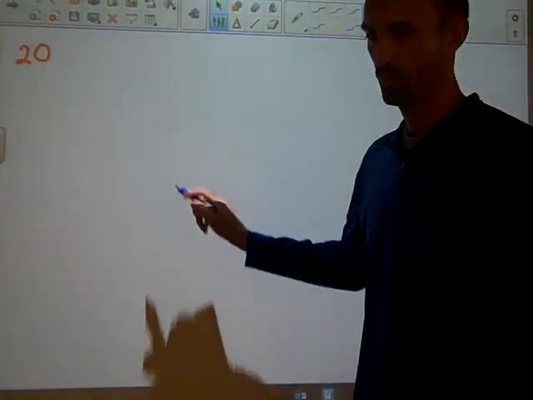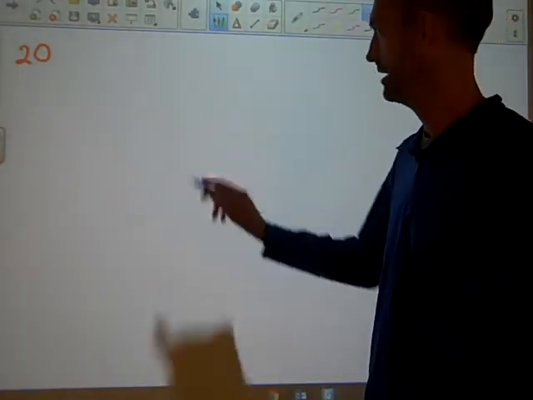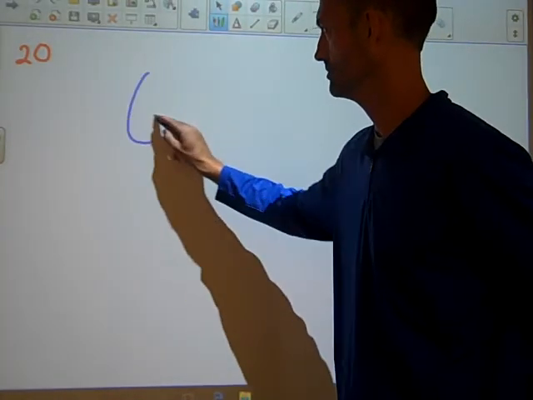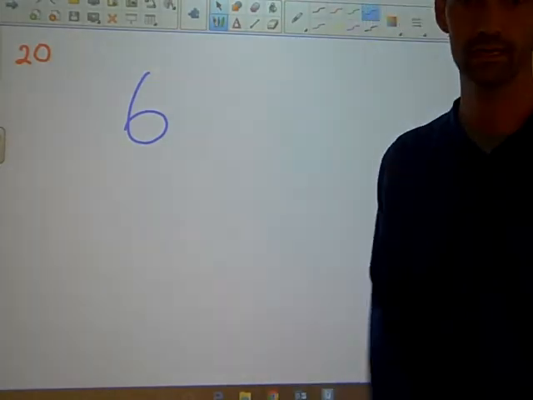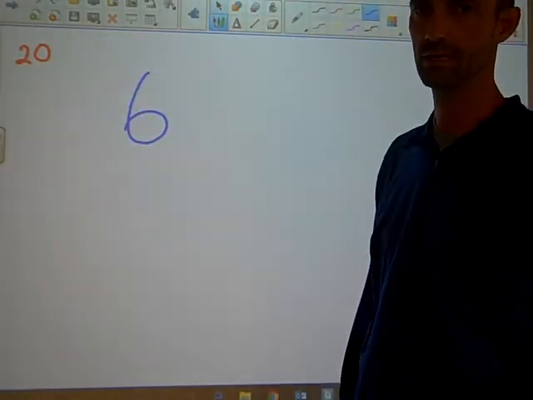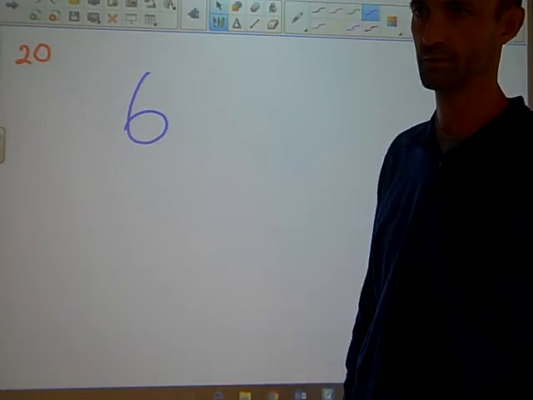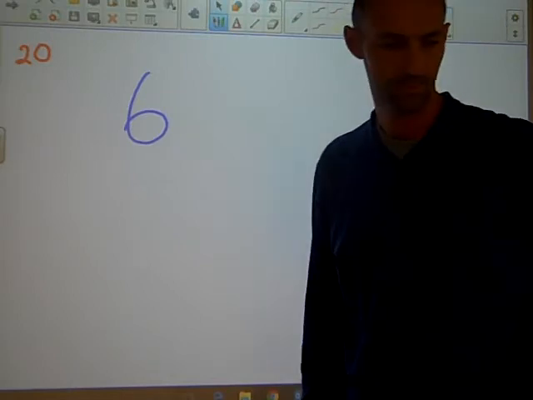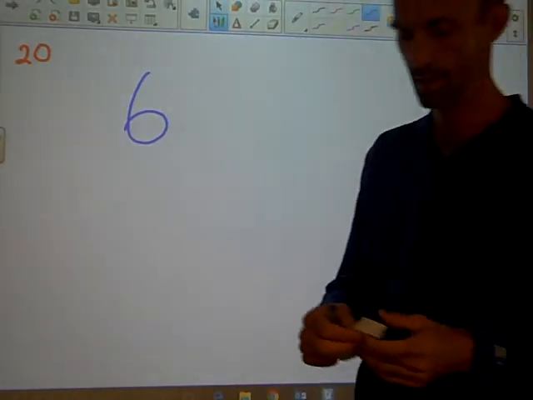All right. When you have that colored and cut out, you're going to take your 6 and glue it at the top of page 20. So glue it in on page 20. Again, stop the video if you need to.